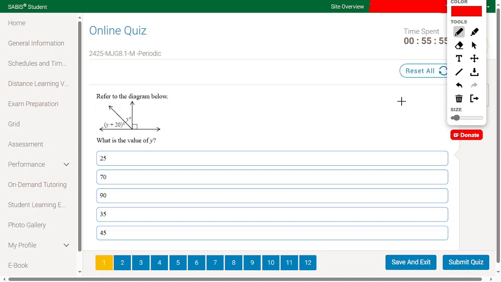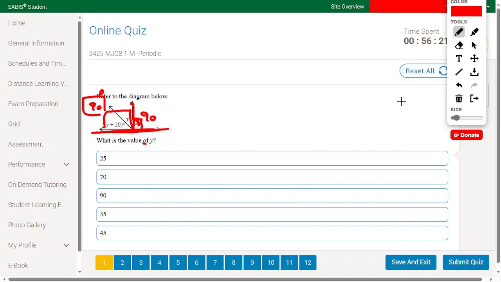Refer to the diagram below. What is the value of y? Okay, for this diagram, here we have this line is perpendicular to this line. So the angle here is a right angle, which is 90 degrees. So this angle also will be 90 degrees.